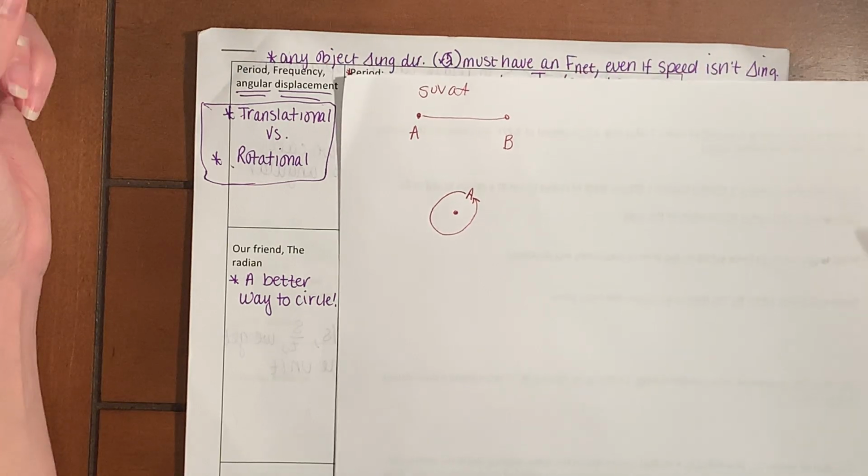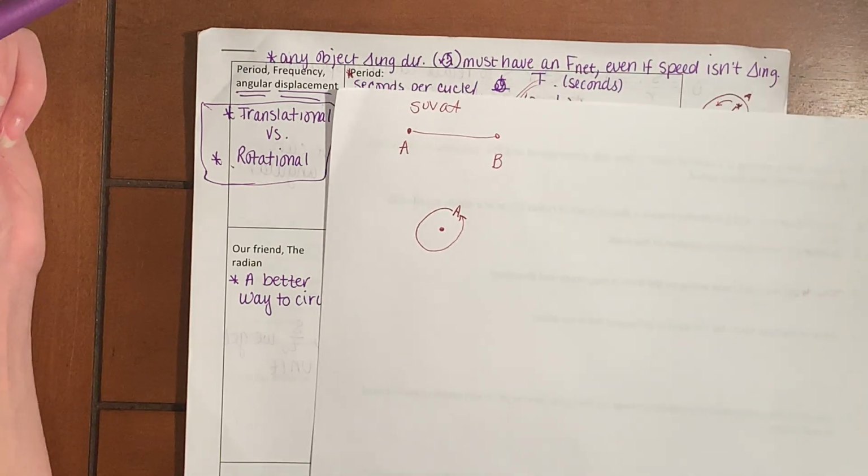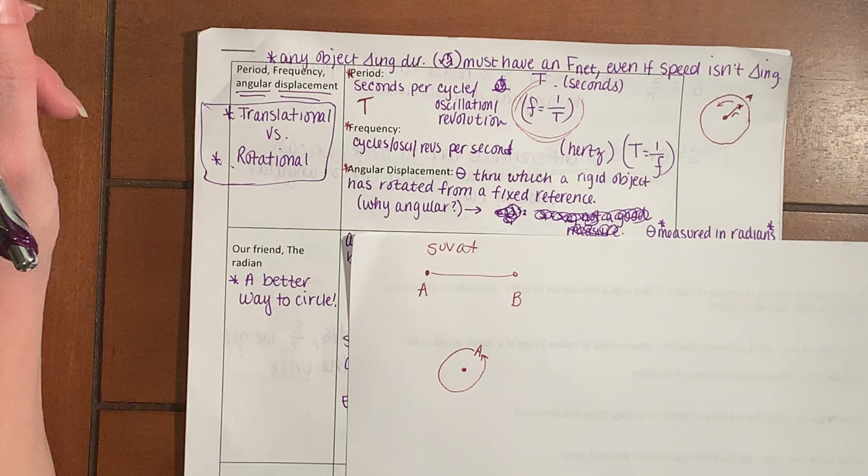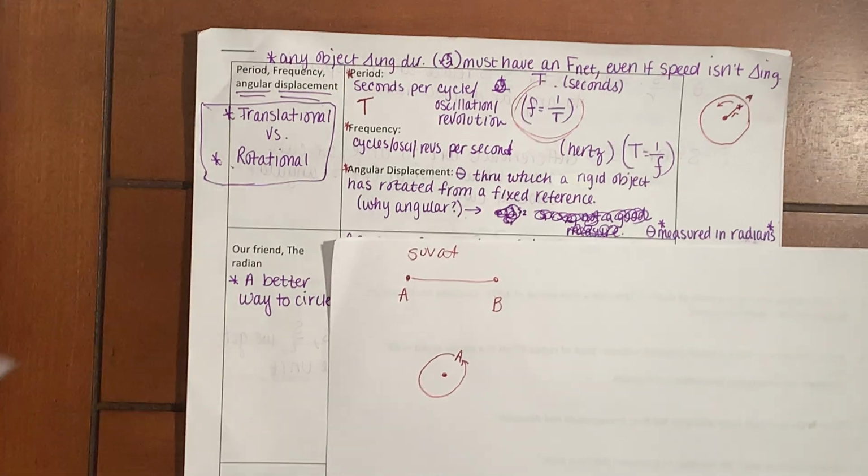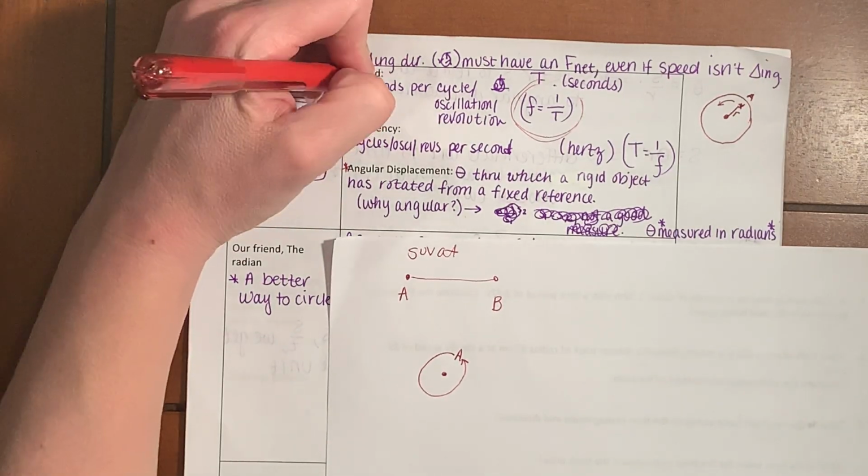So a couple of key terms that you're going to want to familiarize yourself with. I need to switch pens because that's purple, and I wrote the initial notes in purple. We're going to start with period.